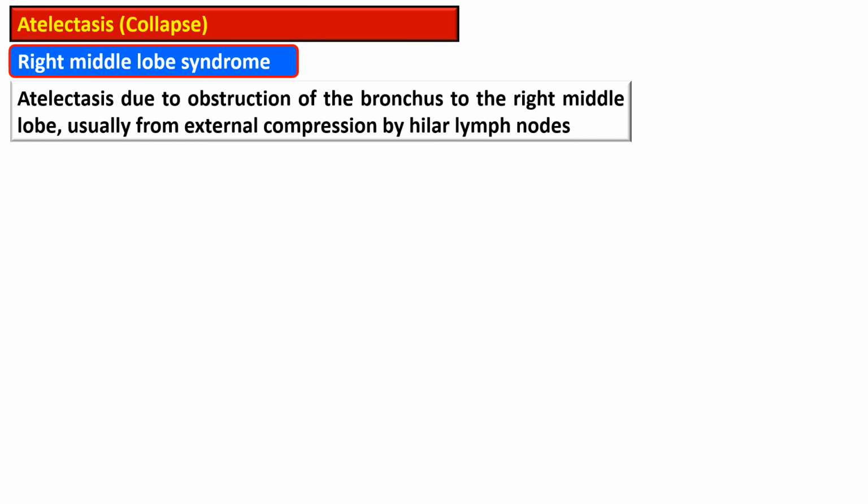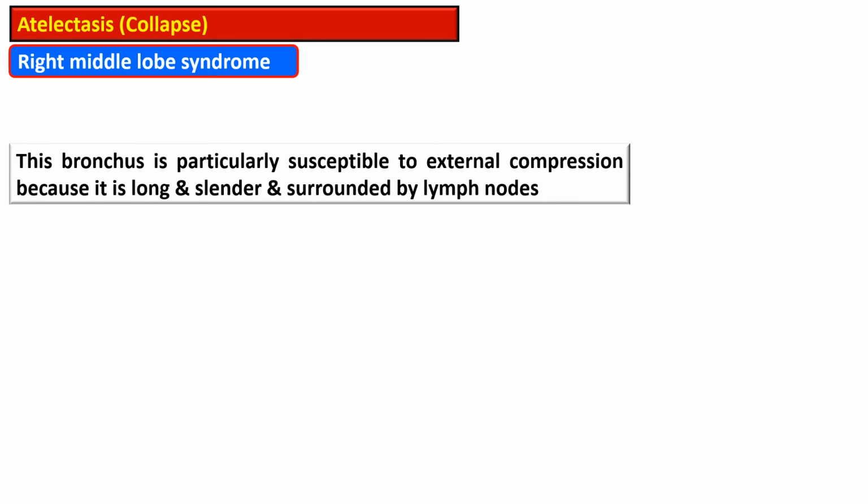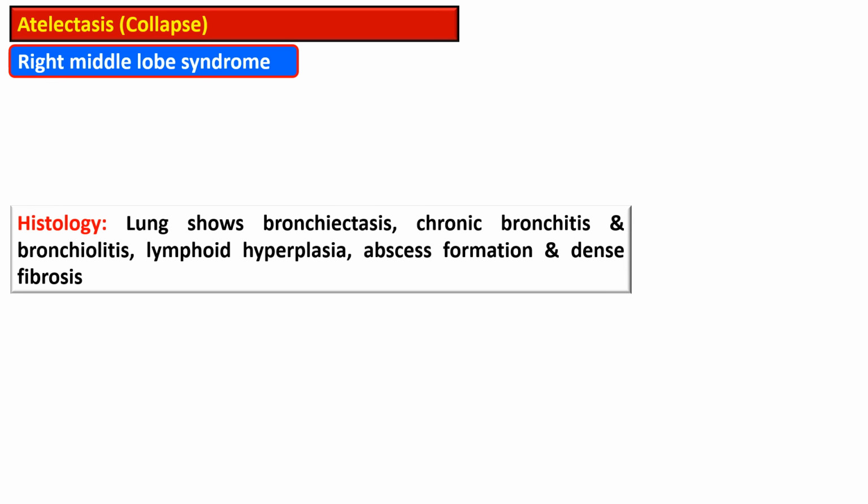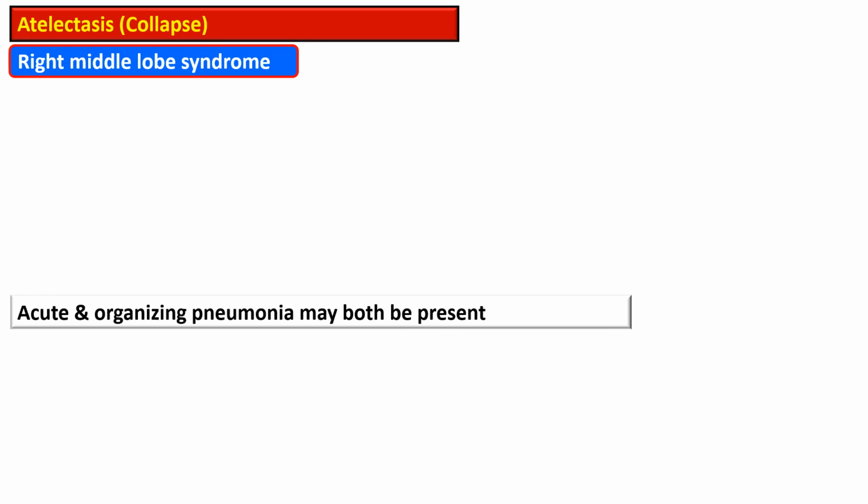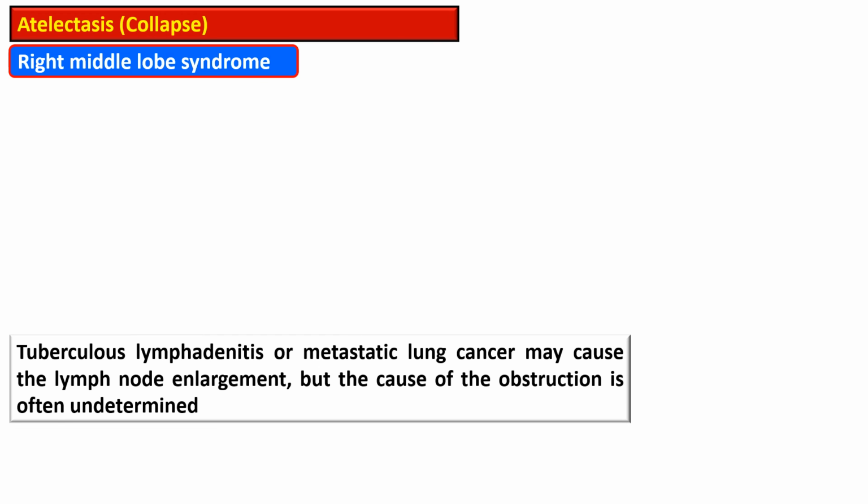The right middle lobe syndrome is atelectasis due to obstruction of the bronchus to the right middle lobe, usually from external compression by a hilar lymph node. The middle bronchus is usually susceptible because it is long and slender, and it is surrounded by lymph nodes. Histologically, the lungs show bronchiectasis, chronic bronchitis, bronchiolitis, lymphoid hyperplasia, abscess formation, and dense fibrosis. There may be acute and organizing pneumonia or evidence of tuberculous lymphadenitis or metastatic lung cancer.